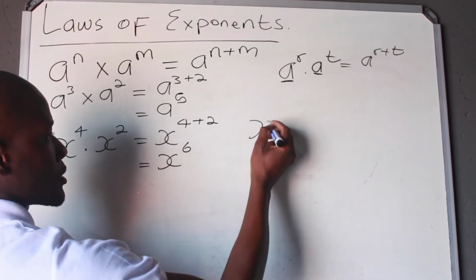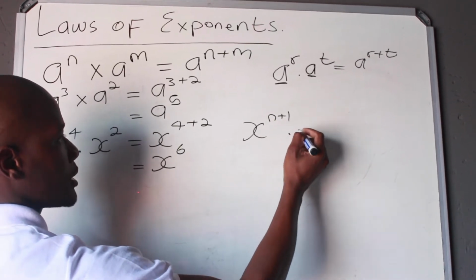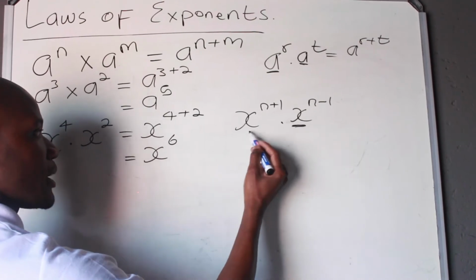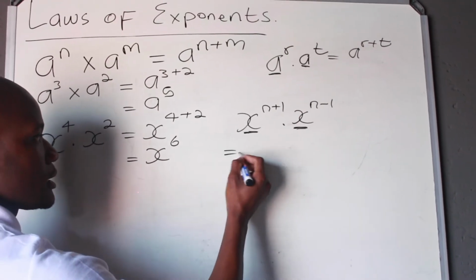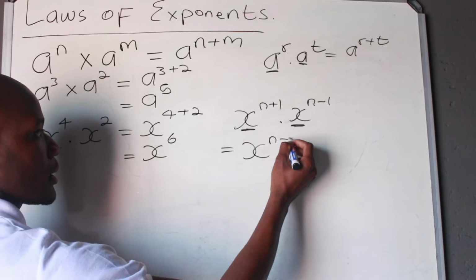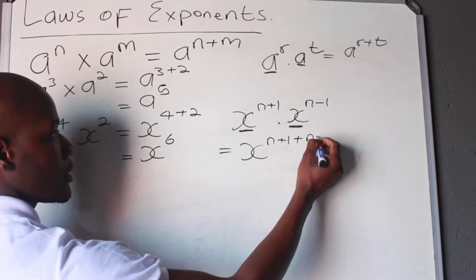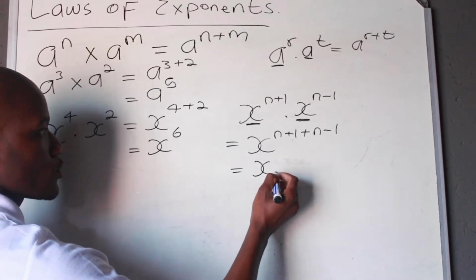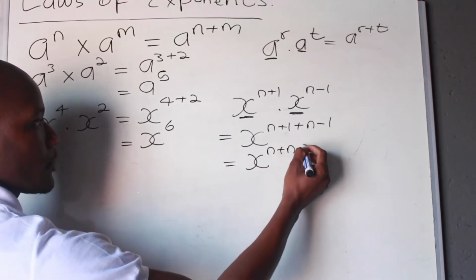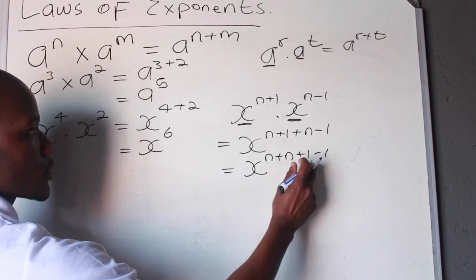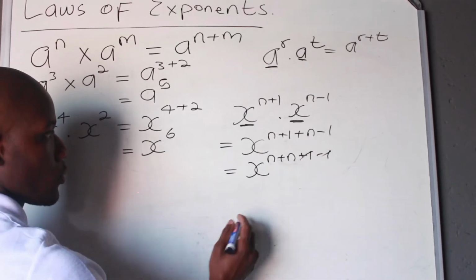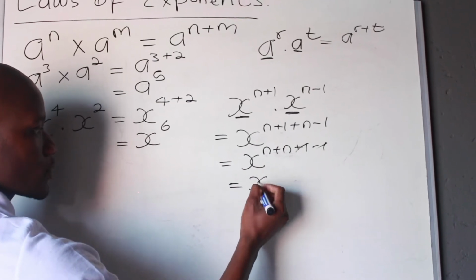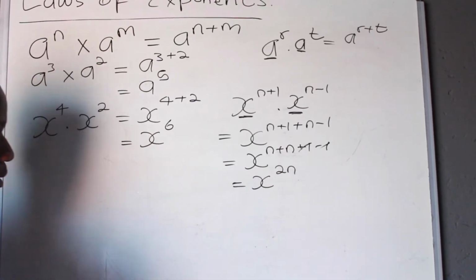So x to the power n plus 1 multiplied by x to the power n minus 1. When we multiply the same base, we add exponents, so it is x to the power n plus 1 plus n minus 1. Now we group the like terms. It's going to be x to the power n plus n, plus 1 minus 1. Plus 1 minus 1 is 0. 1 cancels 1. So n plus n is 2n. So it's going to be x to the power 2n.